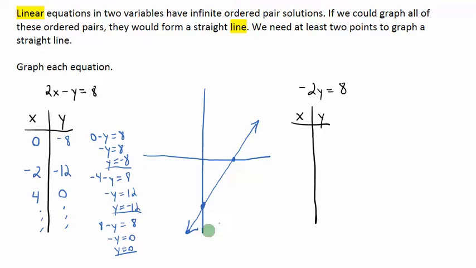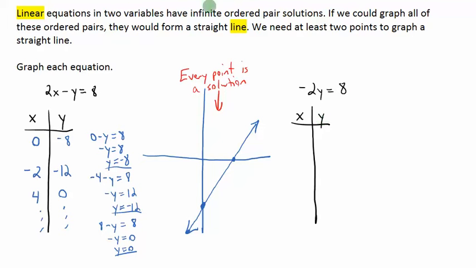What this line represents is every point on this line, every ordered pair, makes this equation true. So every point is a solution. So you can tell that there's no ordered pair in quadrant 2 that will make this equation true because of the line. All right. Okay, let's look at the next one.